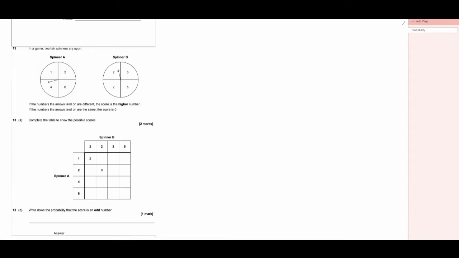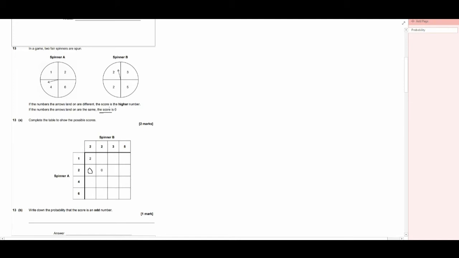Next up, a spinner question. If the numbers the arrows land on are different, the score is the higher number. If the numbers the arrows land on are the same, the score is 0. So once again, this is another filling in the possible scores, but with a different quote-unquote rule set this time. So again, simple stuff. I think the easiest way to do this is to fulfill one condition first. If the numbers the arrows land on are the same, the score is 0. So there's only one common number, which is 2 and 2. You find 1, 2, and 2, they've already done. The other 2 and 2, you put 0, since the score is 0.